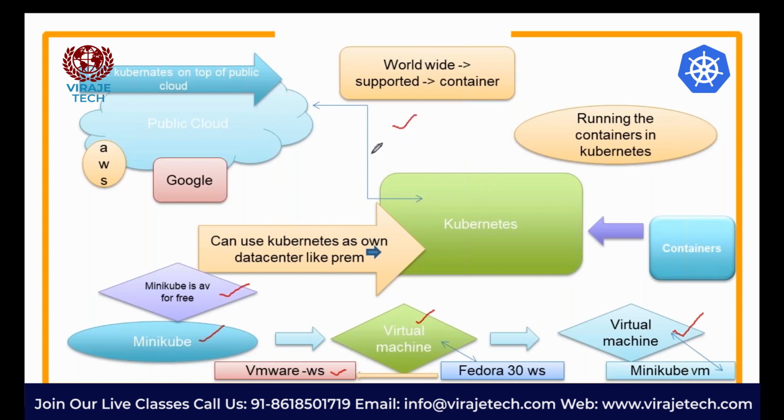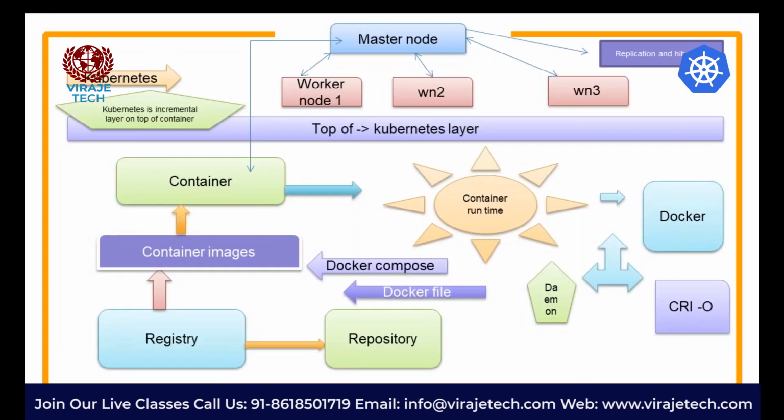So that's why we are using the cloud. Here a number of containers are running in Kubernetes. Basically, suppose this is the container, and the container can be Docker. In the container, what is available is container images and a registry. Registry is nothing but a repository, and container images you can get by Docker Compose or a Dockerfile. Then the container runtime, like Docker. Docker is not only the container runtime; there are many other things like CRI-O, daemon. There are many other features in Docker. And on top of that, the Kubernetes layers.